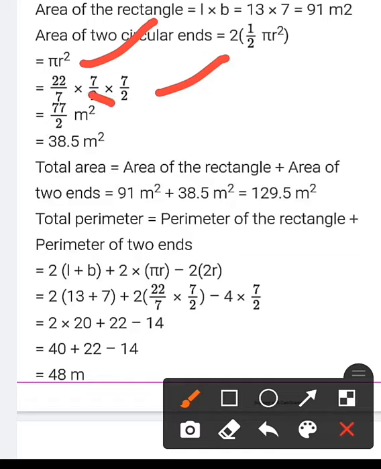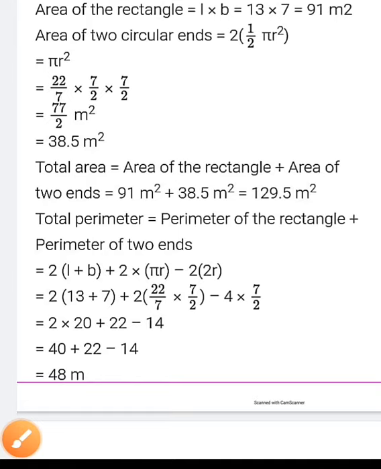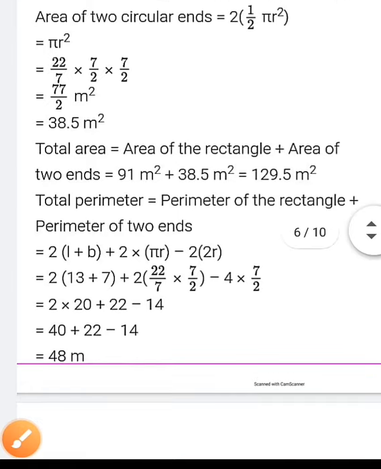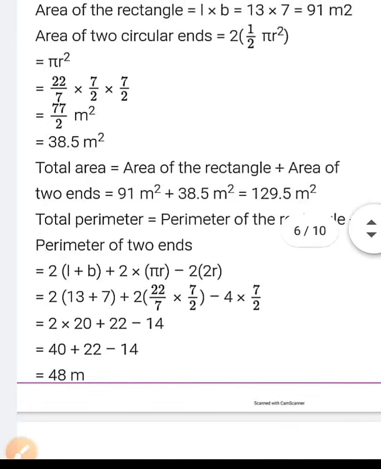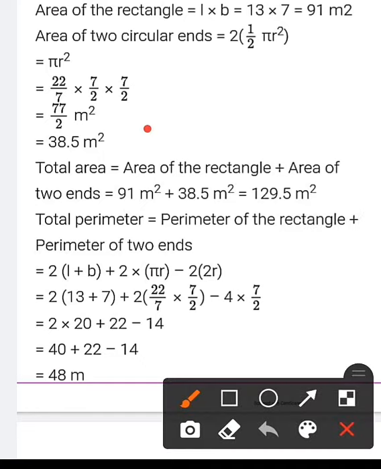So this is 2 ones and here 2 ones and 2 ones, so 11 आएगा और ये 1 7 और ये 1 7 cancel. So after cancellation what is left? 77/2 meter square is left and that is 38.5 meter square. So this is the area of two circular ends.